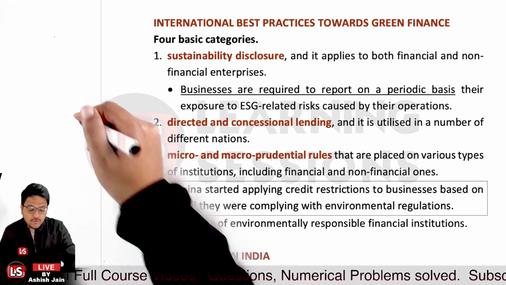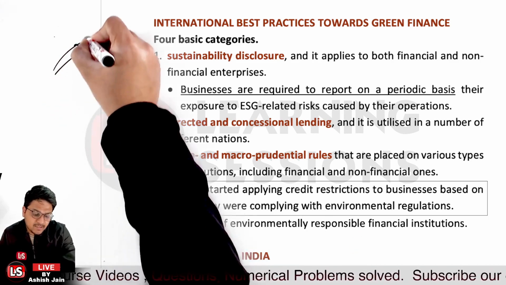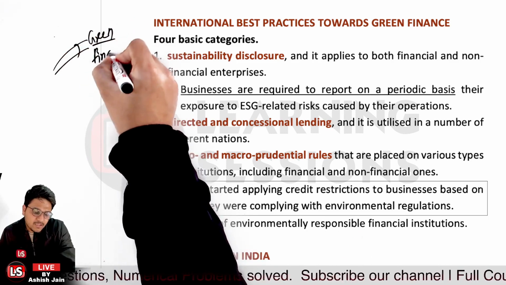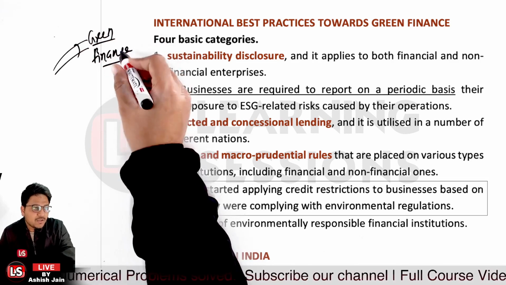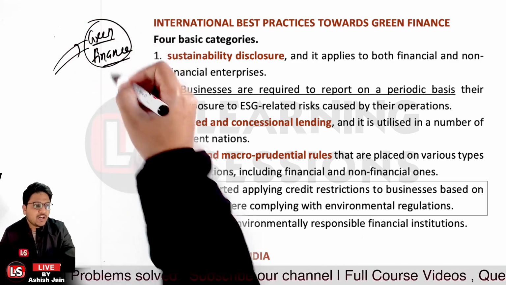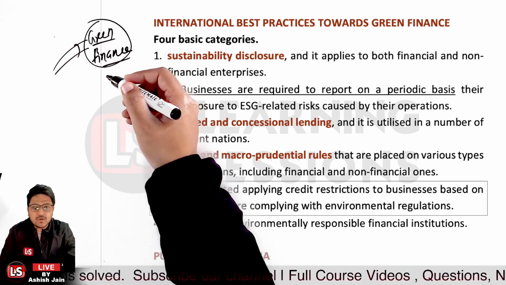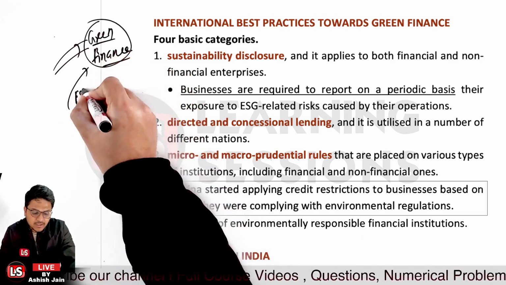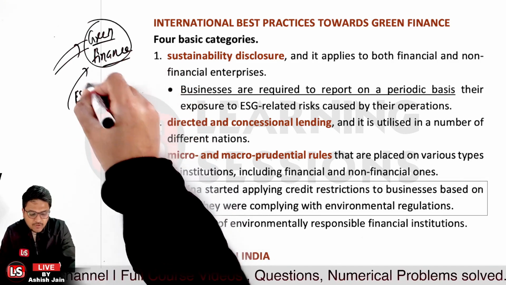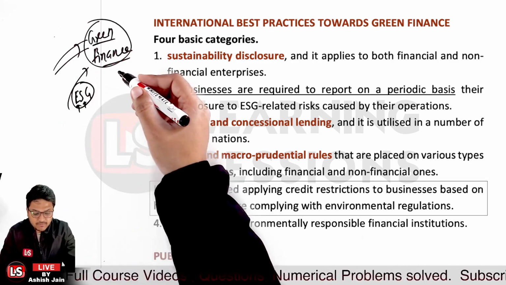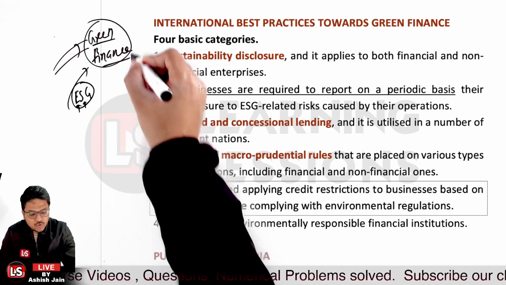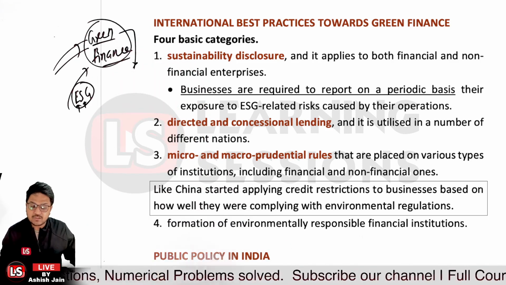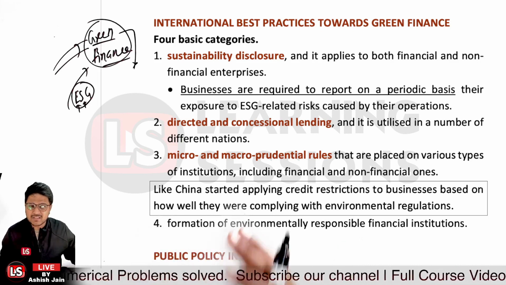If we want to go for green finance, even if the institution is a financial company or a non-financial enterprise, we will be looking at what different risks are associated with it. So we'll be looking at the ESG criteria. E is for environment, S is for social, G for governance risk. Whatever risks are associated must be reported, so those must be disclosed. That's sustainability disclosure.